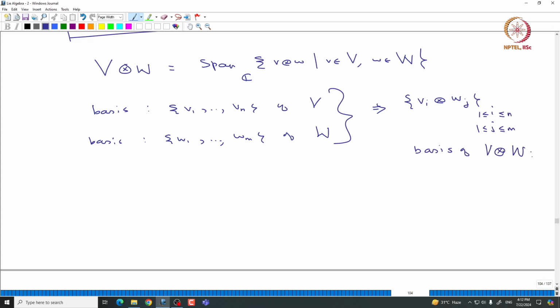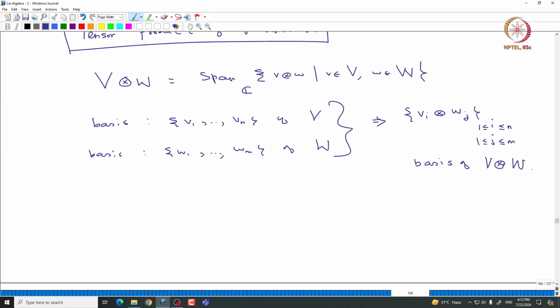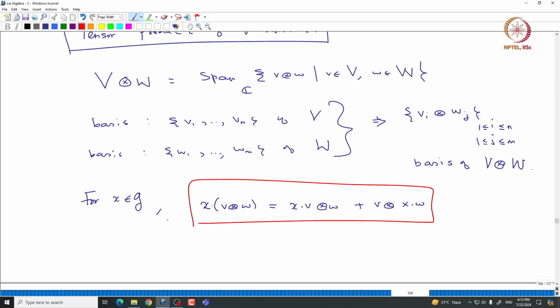Okay. One can define a G action on V tensor W and then make V tensor W a G module. Indeed, any element of G acts as a derivation. If you take x in G, then you can make x act on V tensor W by the derivation: x(v tensor w) is x v tensor w plus v tensor x w. That is how it acts for any v in V and w in W. Again, one can check that this indeed gives you a G module structure.